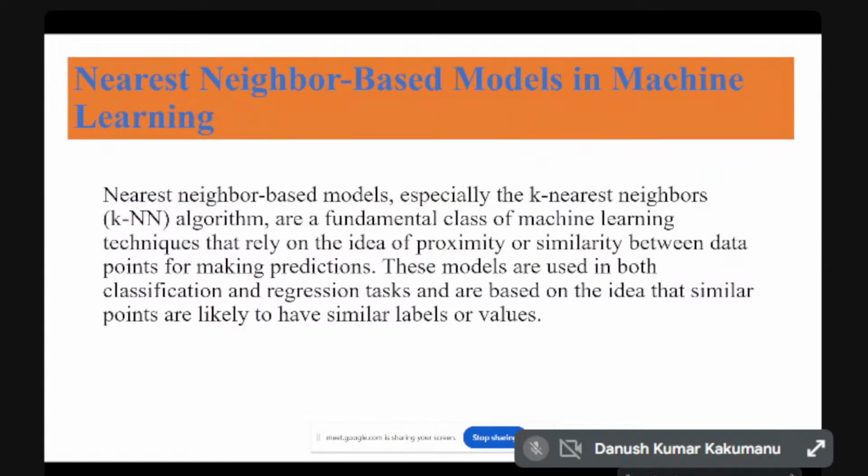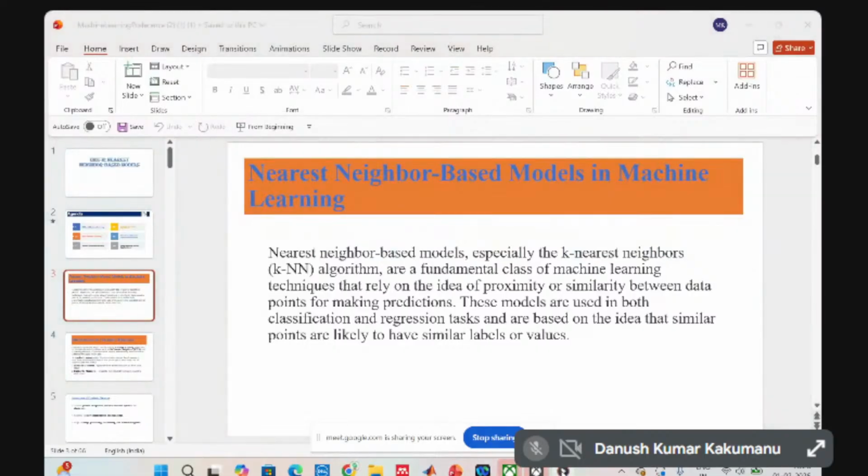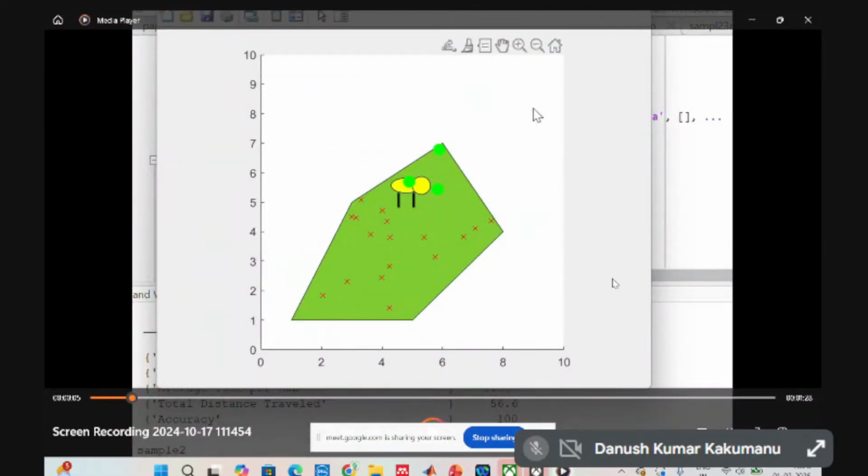K nearest neighbor models will replicate. What is prediction? What is prediction? And one more thing.